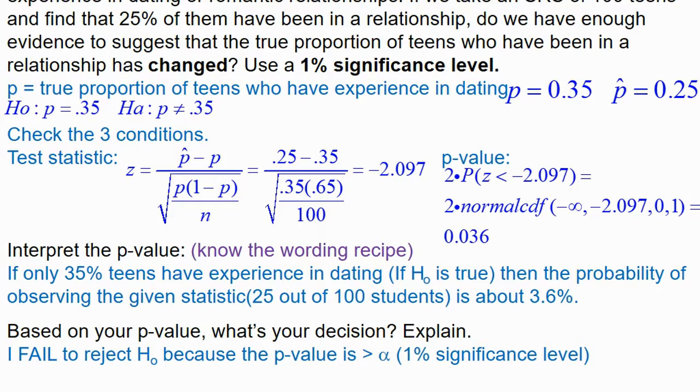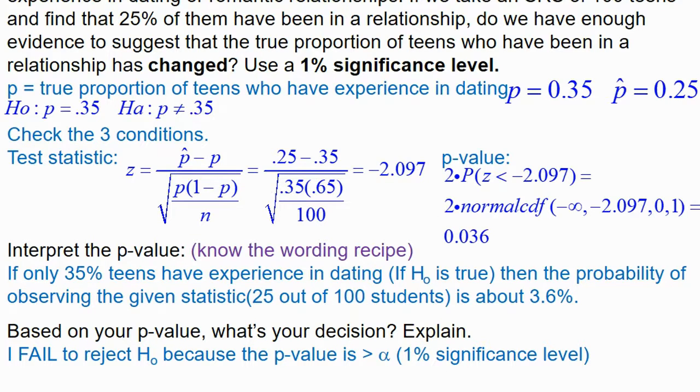Based on your p-value, what is your decision about the null hypothesis? So you would say, because my p-value is more than 1%, I do not reject the null hypothesis. So that's what you would say for your decision. Because my p-value is more than the 1% that I wanted you to use, then I do not reject the null hypothesis.